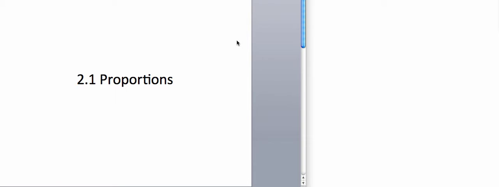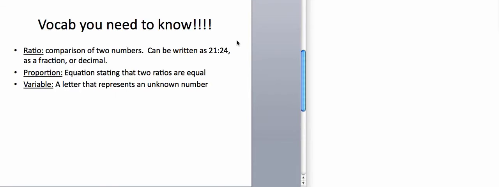This first section we're going to start off with is Chapter 2.1, which is proportions. Some vocabulary that you need to know is right here. We've got three different things. I believe once we start talking about proportions, you'll have seen what's going on before, so it shouldn't be too terribly new. So we'll just get rolling right away. I've got three different examples that we're going to go over.